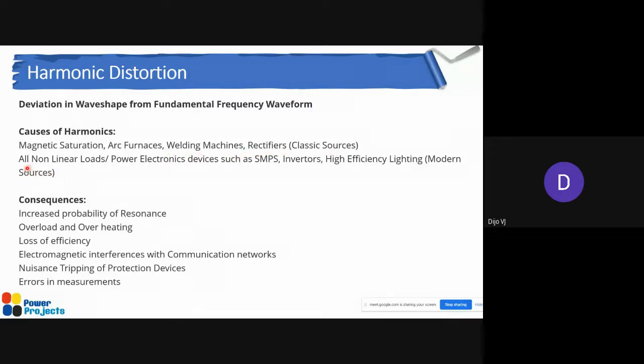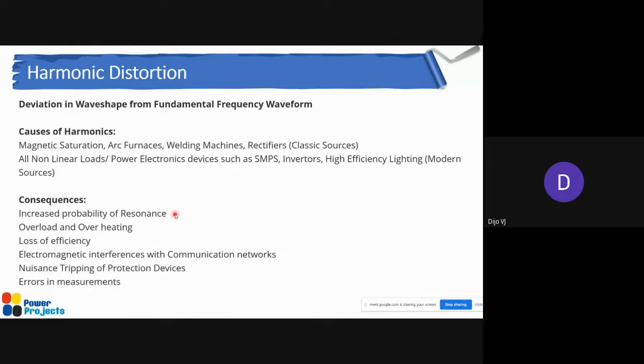Yeah, and the modern sources are non-linear loads, wherever power electronics are present, such as SMPS, inverters, high efficiency lighting, etc. They can create harmonics. These are the sources of harmonics. What are the consequences of harmonics? Like increased probability of resonance.